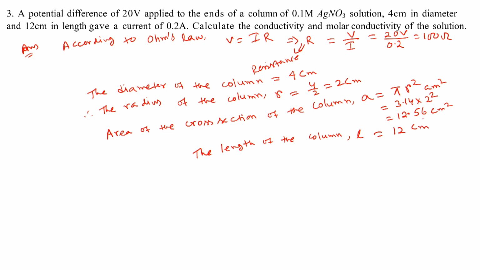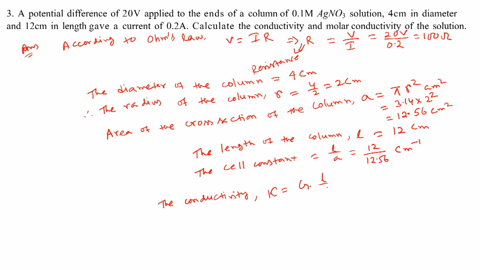So we can now calculate cell constant. Cell constant is L by A, so 12 by 12.56 centimeter inverse. So we got the cell constant. Now we can easily calculate the conductivity. The conductivity kappa is G times L by A. G is 1 by R, so 1 by R times L by A.